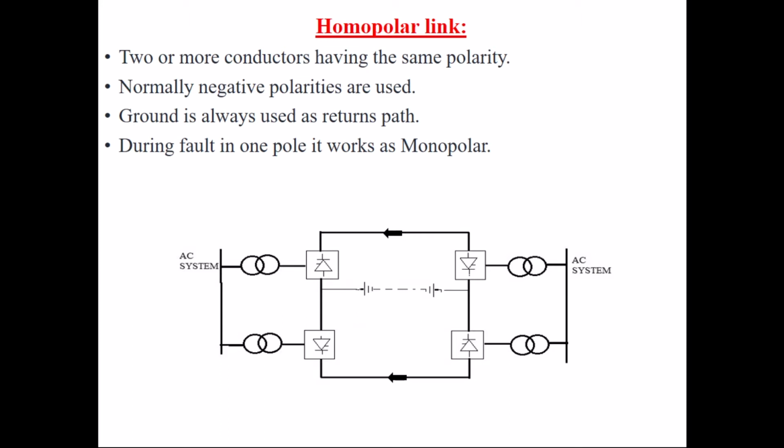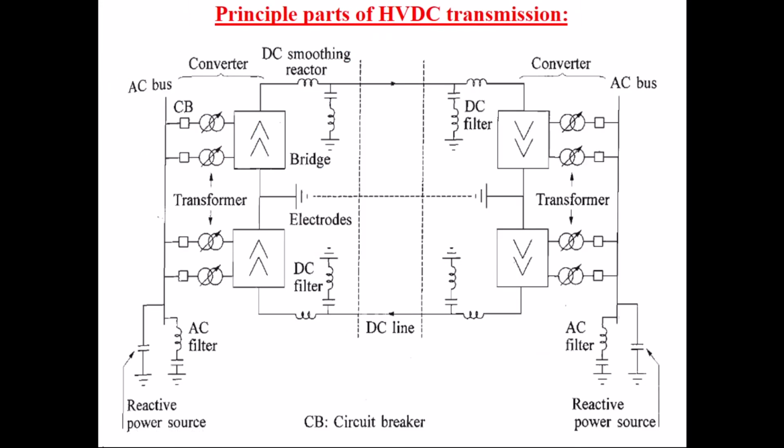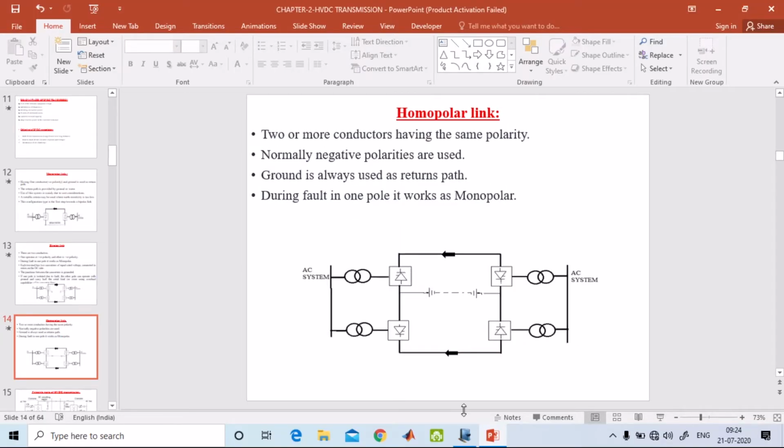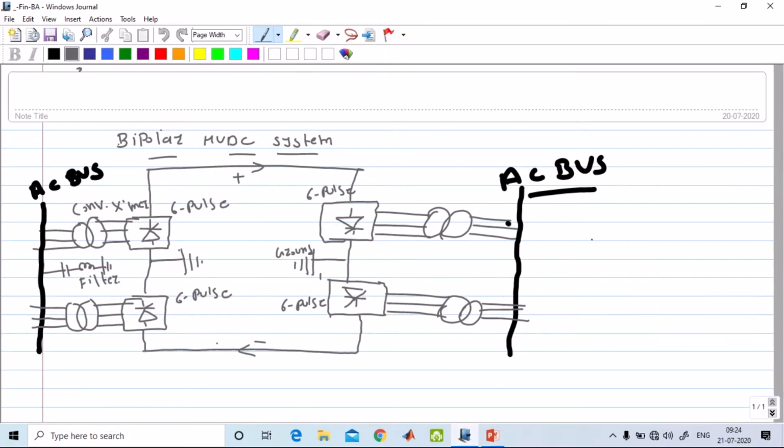Same as a bipolar link, here if any fault happens in any one of the conductors or any one of the poles, you can maintain the power throughout the line. Okay. So generally in homopolar links we use two negative conductors, so its rating is given in terms of minus 500 kV or whatever the voltage we transmit.